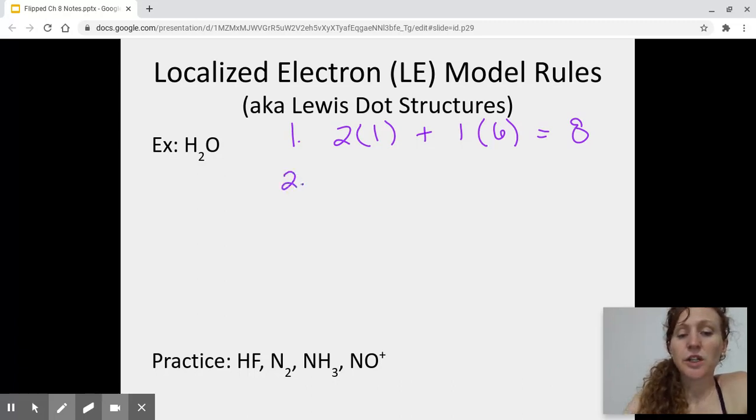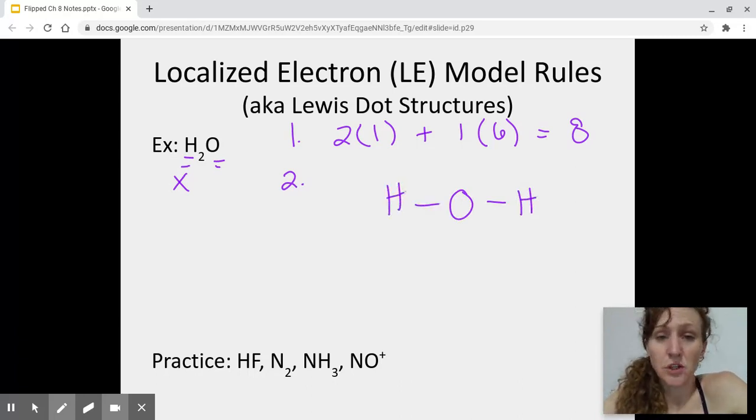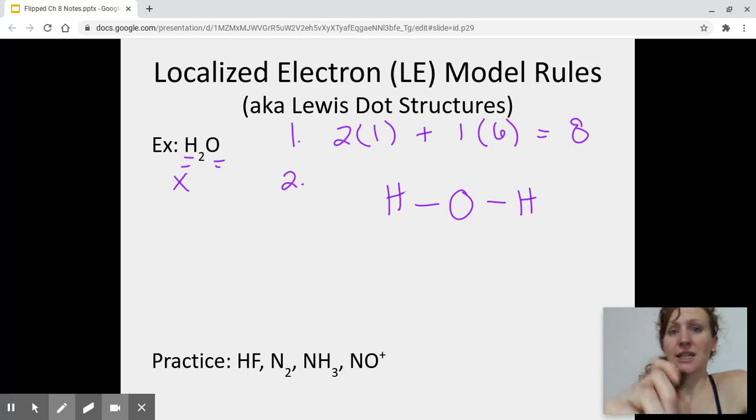Number 2, we're going to choose a central atom and attach everything to it with single bonds. So looking at this, our options are hydrogen and oxygen. Hydrogen can never be the central atom. It has to be oxygen. So we're going to draw oxygen and attach everything to it with single bonds. Now, it doesn't have to be symmetrical, but usually if you make it as symmetrical as possible in all the following steps, it's going to work out better. You're going to have to do less adjusting at the end.